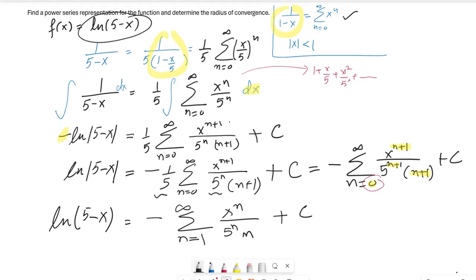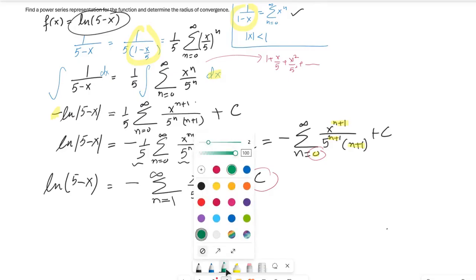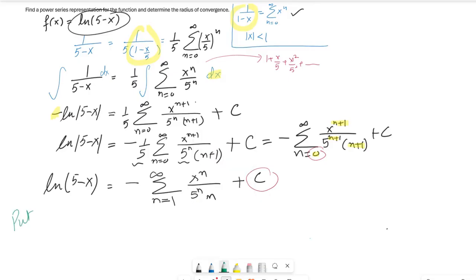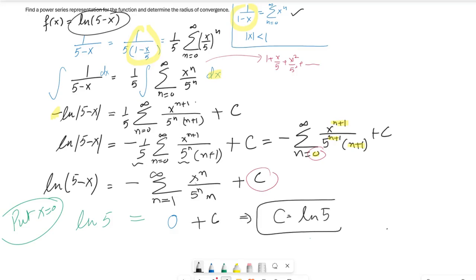Our question was to find the power series representation of this function, which we did. The only problem is we do not know what c is. For finding c, I'm going to use a trick. I'm going to put x equal to 0 on both sides. So what will be on the left-hand side? Natural log of 5 minus 0, natural log of 5, equal to negative. Whenever I put 0 in place of x, everything will become 0, right? So this whole thing is just going to become 0 when I put 0 in place of x, plus c. So what did we get? c is equal to natural log of 5.